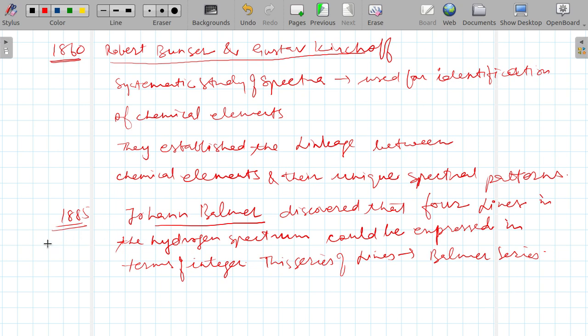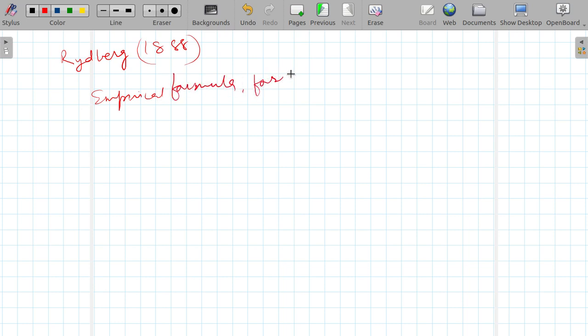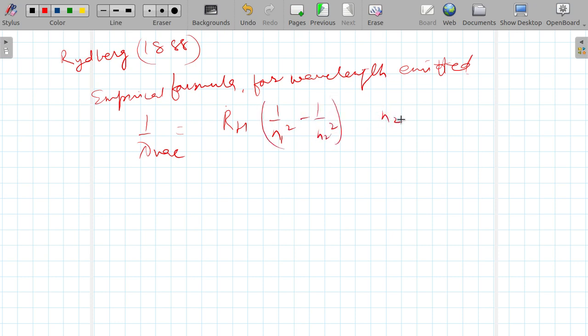And this observation by Balmer was later followed by Rydberg in 1888, and he derived an empirical formula for wavelength emitted as 1 over lambda vacuum is equal to RH, Rydberg constant for hydrogen atom, times 1 over N1 squared minus 1 over N2 squared. Here N2 is greater than N1.